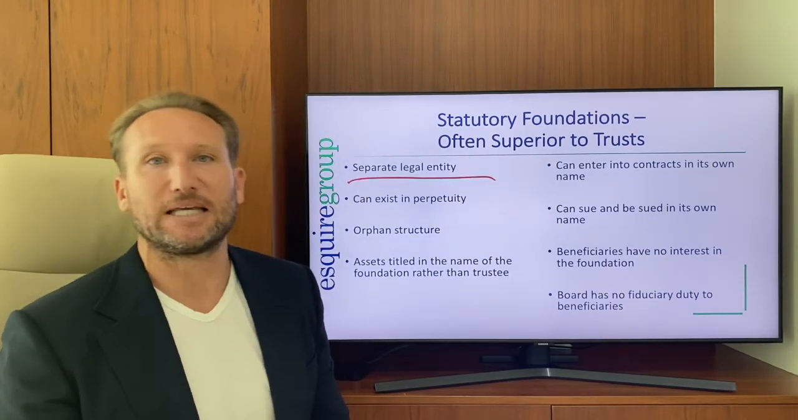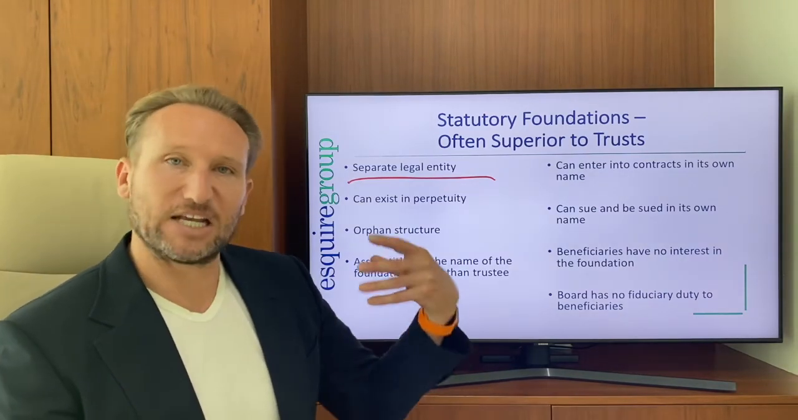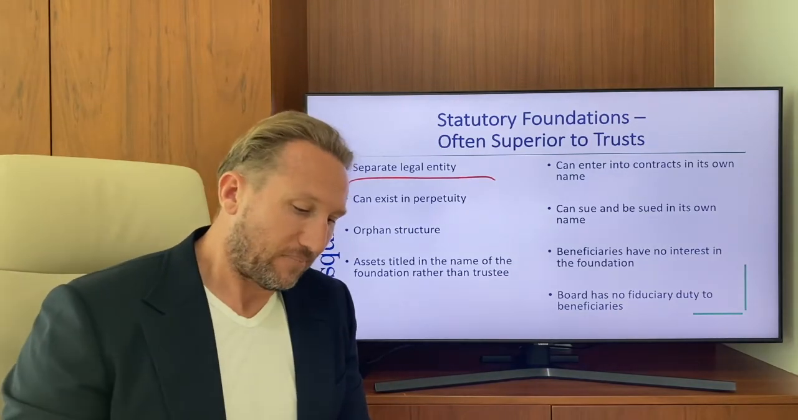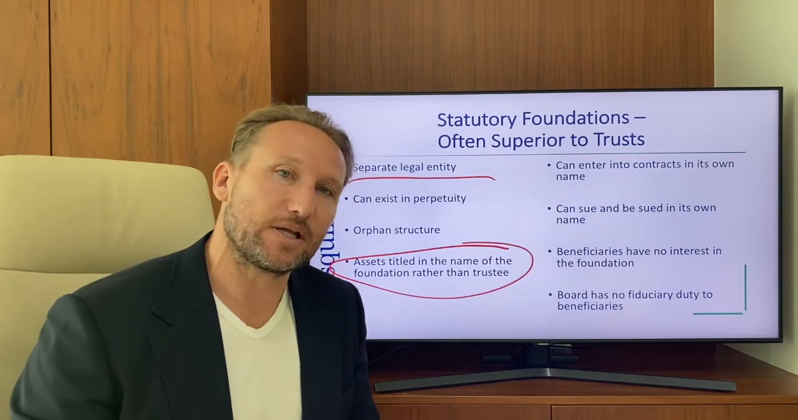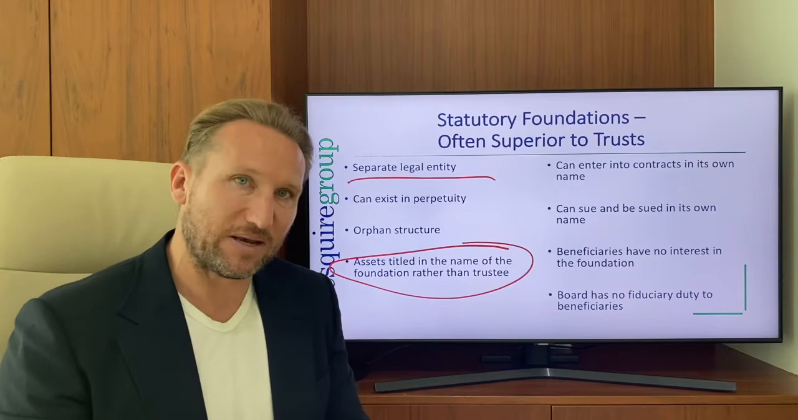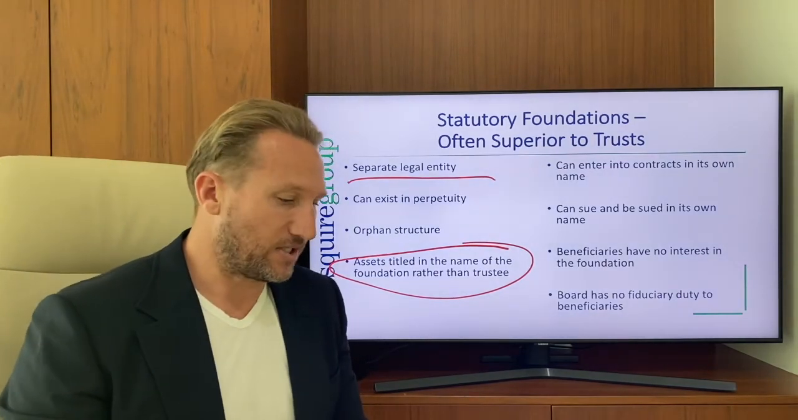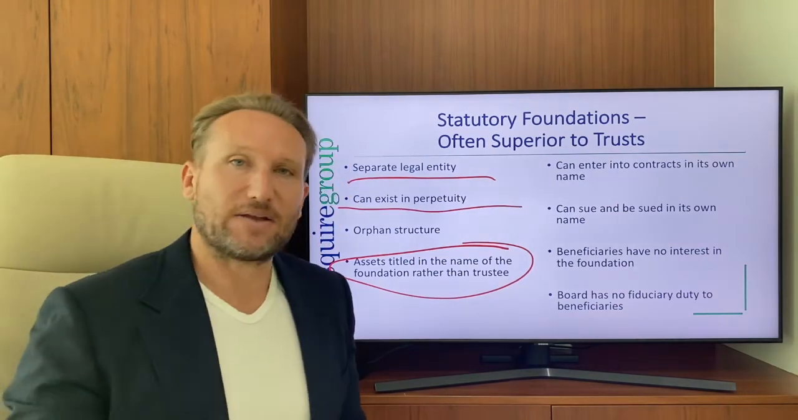So one, it's a separate legal entity, right? It's registered somewhere and can own assets in its own name. And that's really important: it's not the trustee that needs to own the assets on behalf of the beneficiaries. The foundation owns those assets in its own right. It can exist in perpetuity. So the foundation can exist forever.